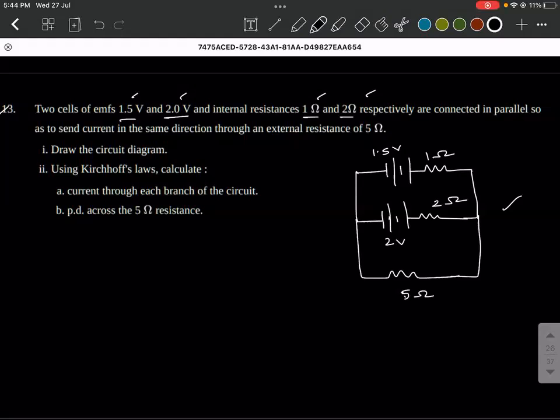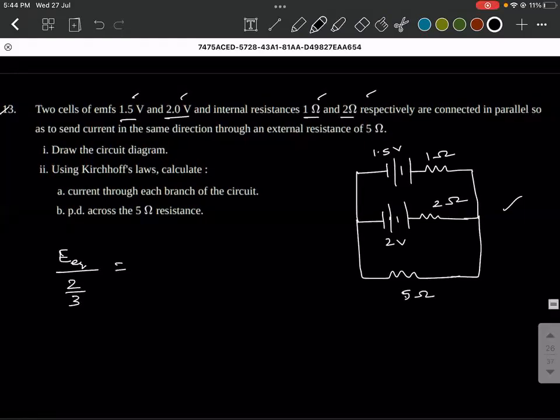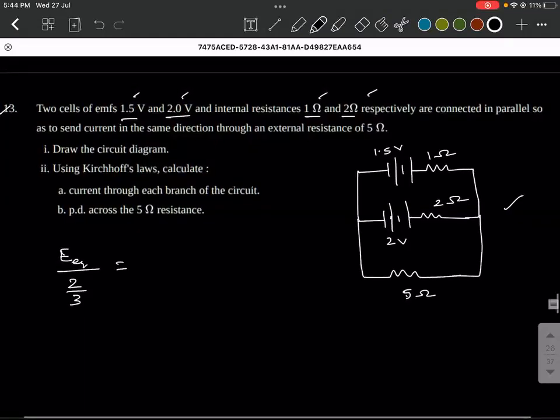Okay. You're talking about equivalent EMF. Equivalent EMF is how much? Is it coming to be greater than 1.5 and 2? E equivalent divided by R equivalent is not 3. R equivalent is 2 by 3, is equal to E1 by R1, that is 1.5 by 1 plus 2 divided by 1, that is 1.